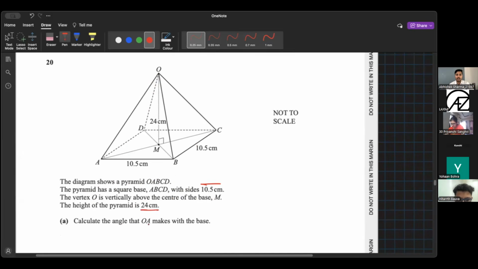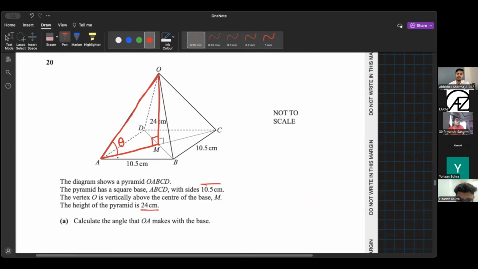It says calculate the angle OA makes with the base. So OA makes with the base. Whenever this is the line, this is the angle that they are talking about, theta, right? Now, we have learned trigonometric ratios, which are applicable to right angle triangles only. So we'll consider this triangle OAM, right angle at M. This is what I have marked.